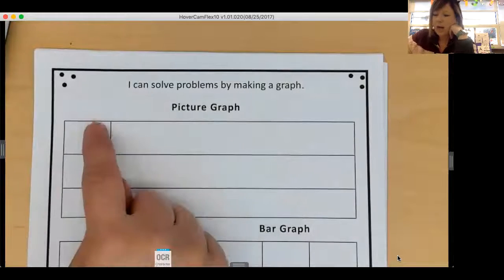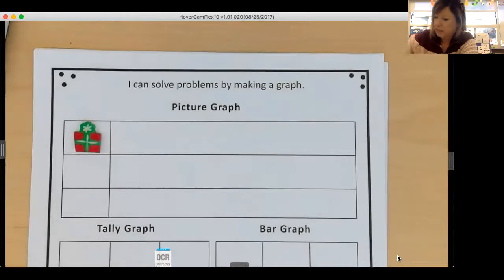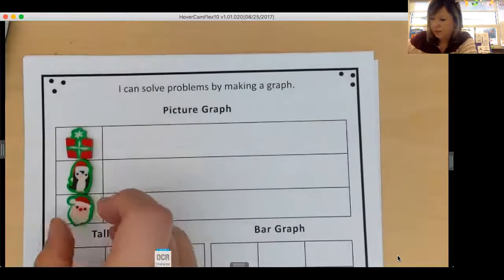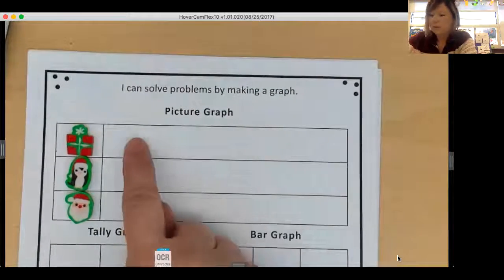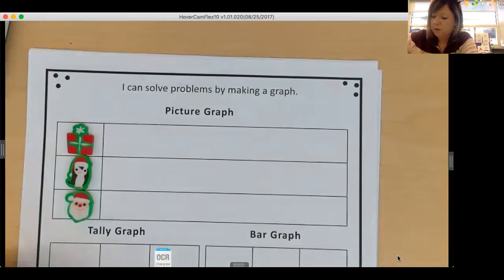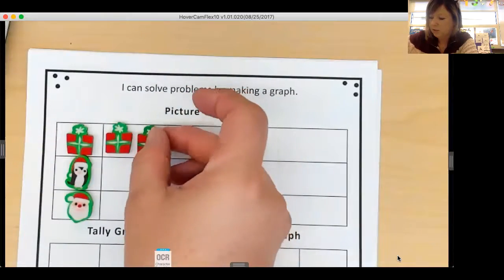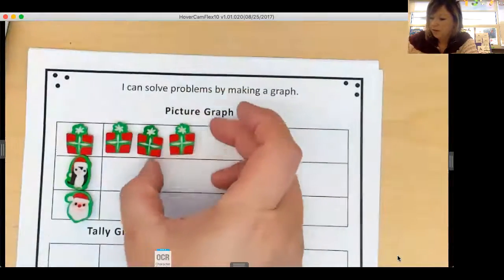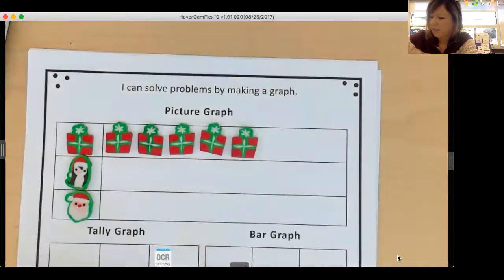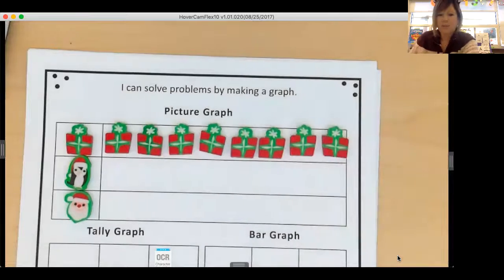So in our first column here, we always have to put the pictures that we're representing. So we have a present, a penguin, and Santa. Okay, and then over here we're going to put how many of the erasers that we have, and then we'll count them. So I'm going to put in all my presents. So let's count together. 1, 2, 3, 4, 5, 6, 7, 8. We have 8 presents.